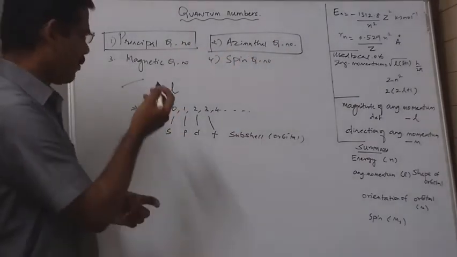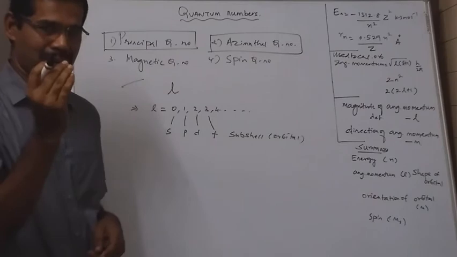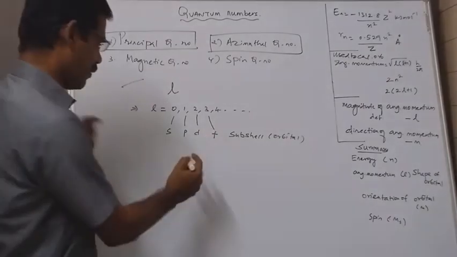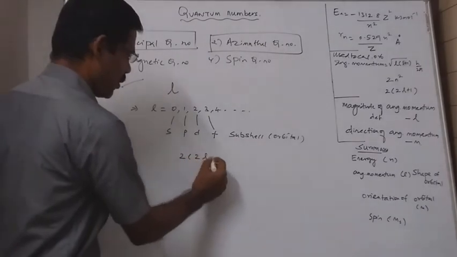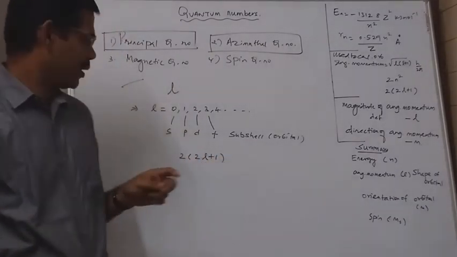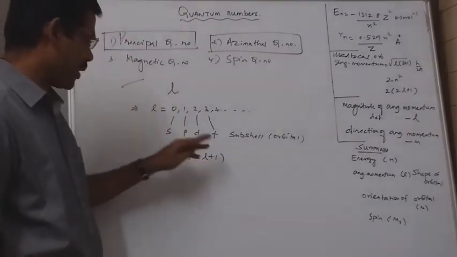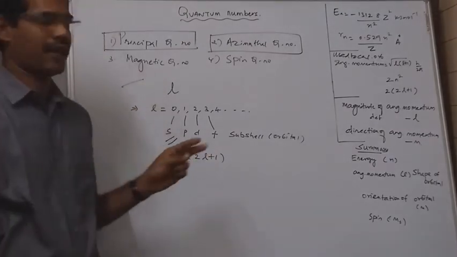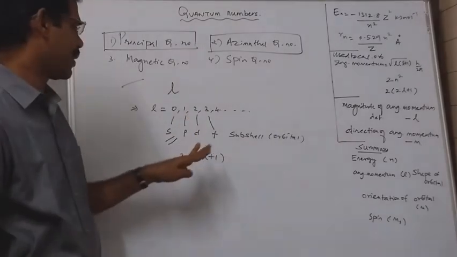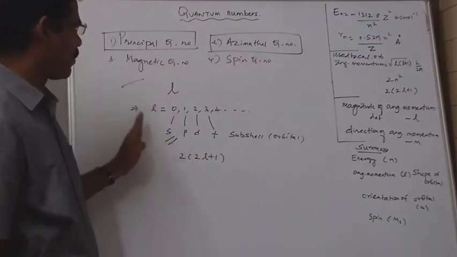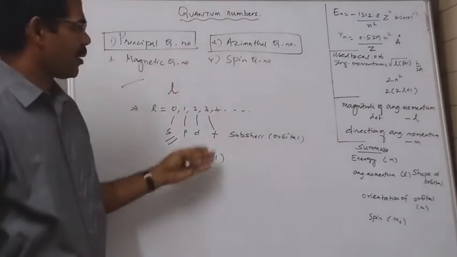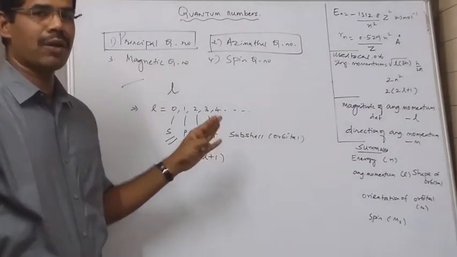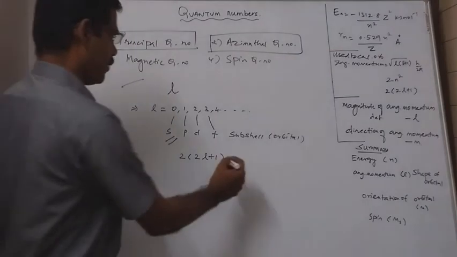Then we can calculate the maximum number of electrons present in a subshell or present in an orbital using the formula 2 into (2l plus 1). So this formula helps us to calculate the maximum number of electrons present in any subshell or in any orbital. Using this one, we can easily calculate. And the other information provided by the azimuthal quantum number is that we can calculate the orbital angular momentum of an electron using the formula.